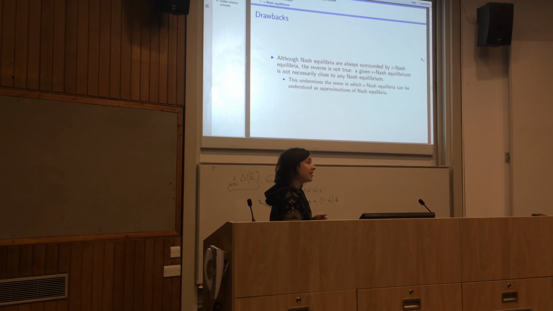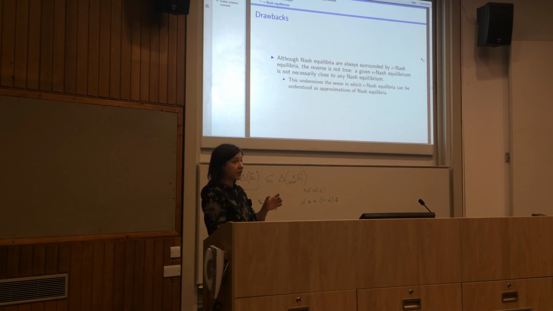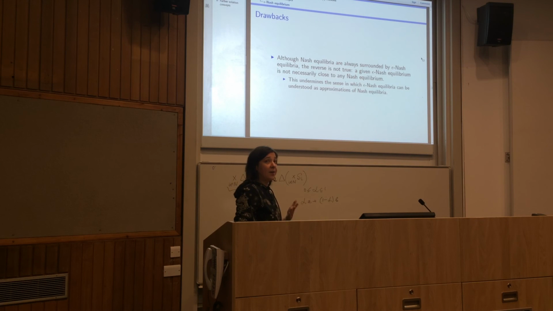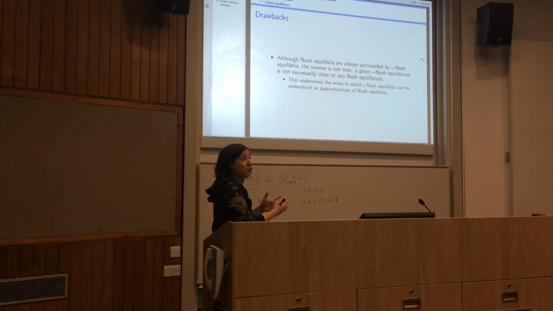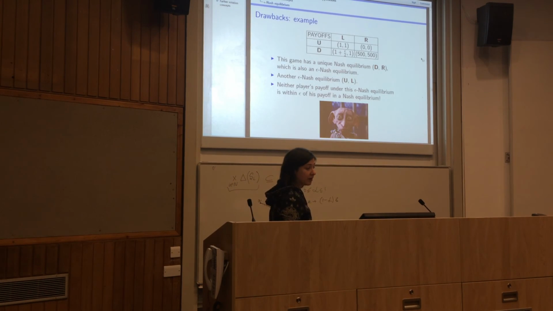we cannot really say that epsilon Nash equilibria approximate Nash equilibria. Why is that? So that's true that around every Nash equilibrium we have a neighborhood of epsilon Nash, but we also would have epsilon Nash equilibria which are very far from any Nash equilibrium. Okay, that's why the set of epsilon Nash is not really an approximation of Nash equilibria. Let's look at this example, for instance.